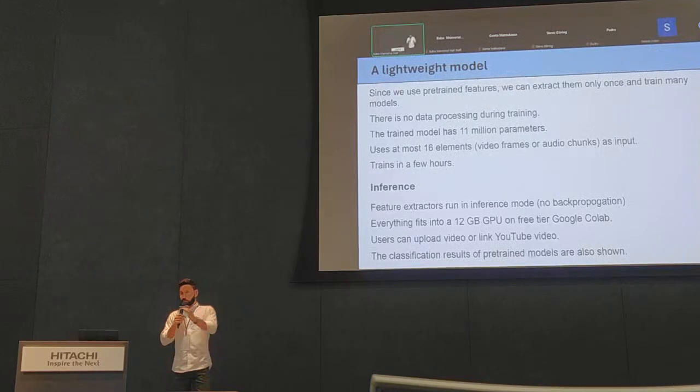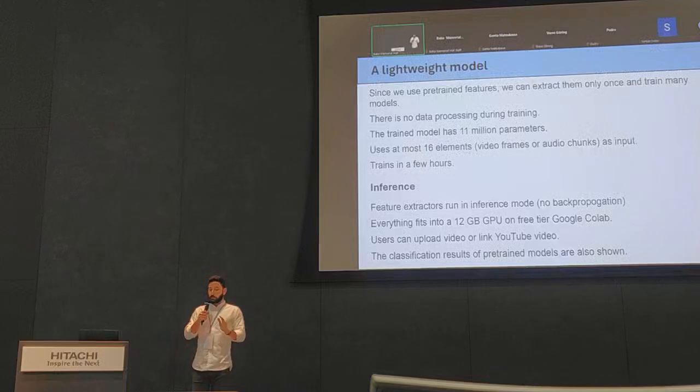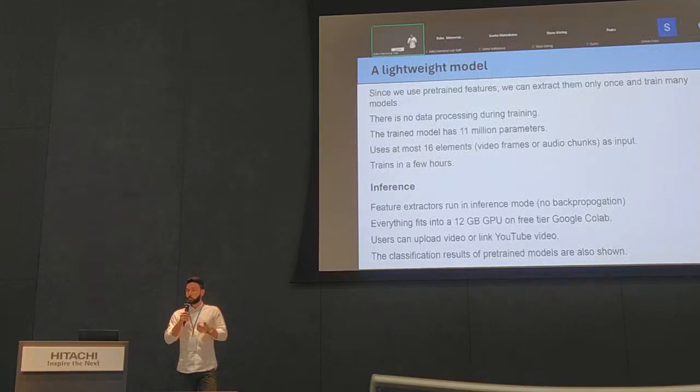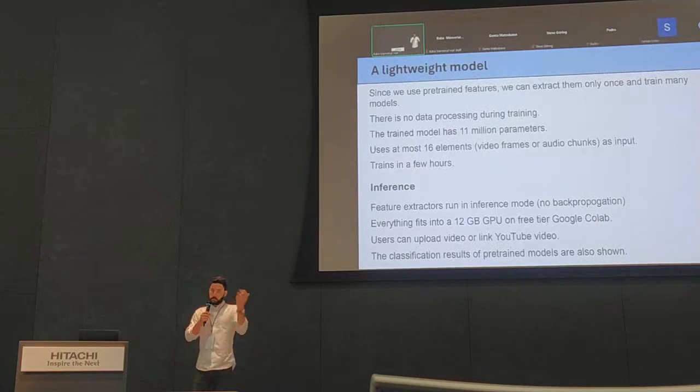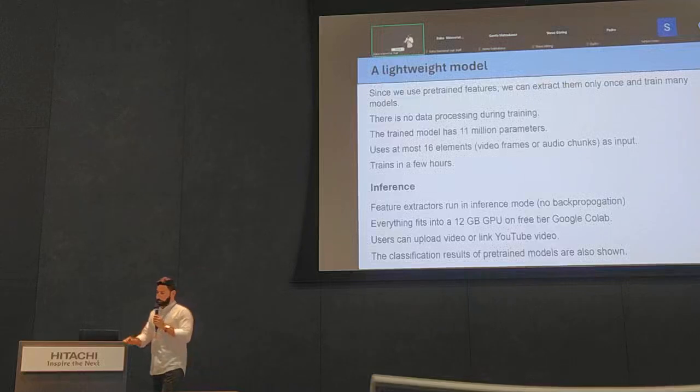For inference, which I've shown you in Google Colab, there is no backpropagation. The feature extractors run in inference mode. There is no need to train them because they're already trained. So there is no backpropagation, no gradients, no need for extra GPU memory. And then everything fits on a 12 gigabyte GPU on a free-tier Google Colab. You can upload your own videos or you can link a YouTube video, and you can see the results as well as the intermediate steps as I've shown you.